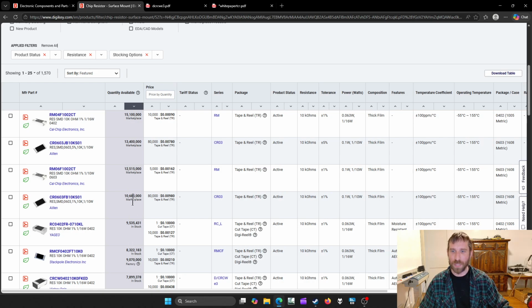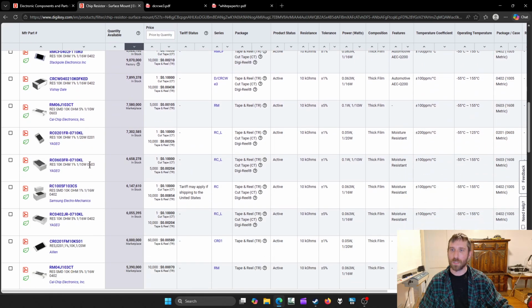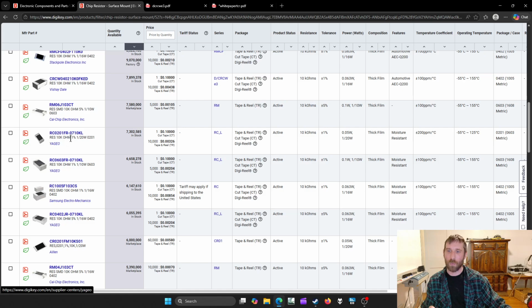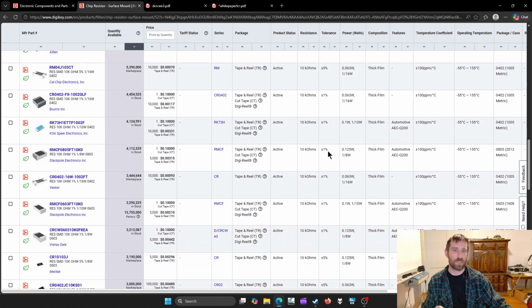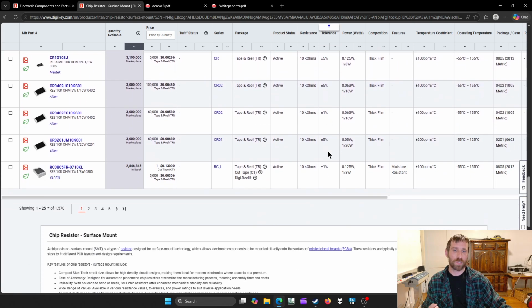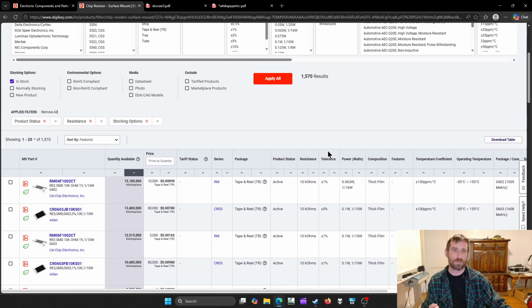In this case, millions. So we see different sizes here, 0402s, 0603s, 0201s. And you'll see these predominantly are about 1%ers. So you see that right here. 1% seems to dominate, with a few 5%ers. Well, that's what we'd like.